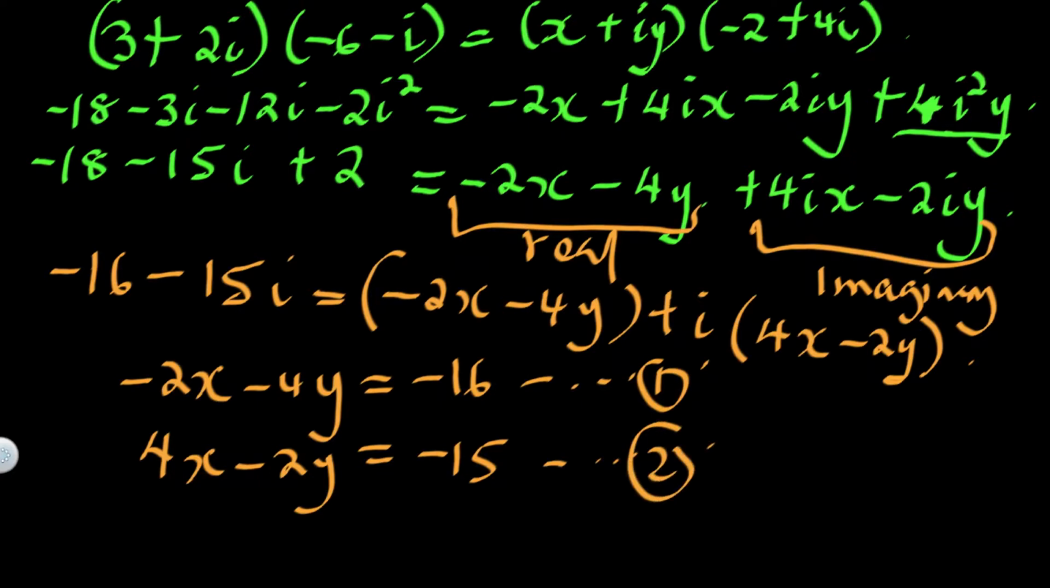Because we have two unknowns and we have two equations, we can solve these two equations simultaneously using all the methods that we know about solving simultaneous equations. We can use the method of elimination, or we can use the method of substitution to solve these equations. I'm going to use the method of substitution. So I'm going to rewrite the equation as minus 2x minus 4y is equal to minus 16.